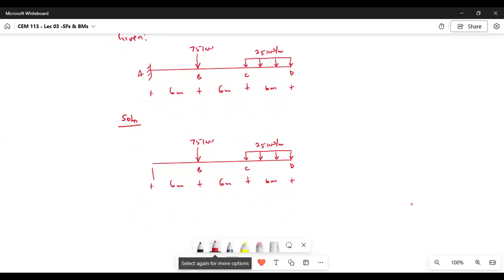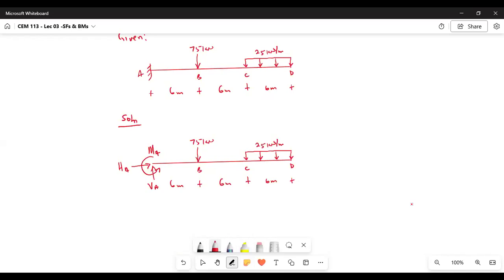So this one, we have vertical, we have horizontal, and then we have a moment. So this moment here is called MA, HA, and then this one is VA.